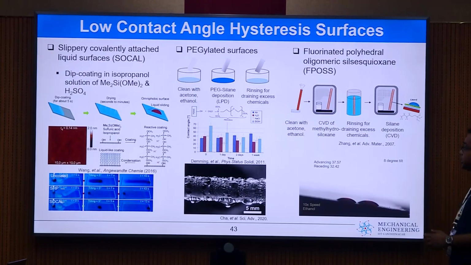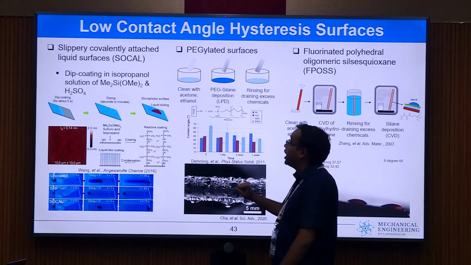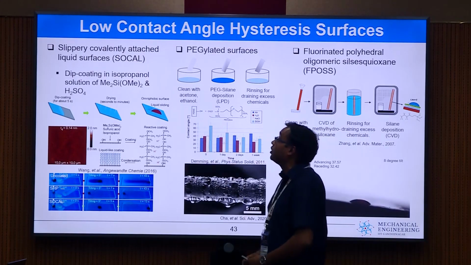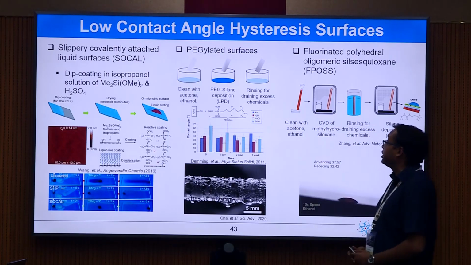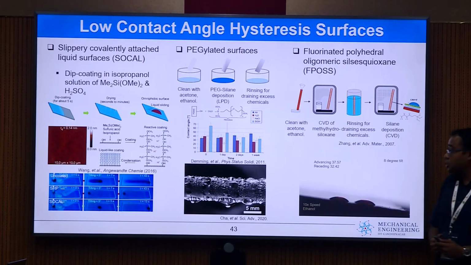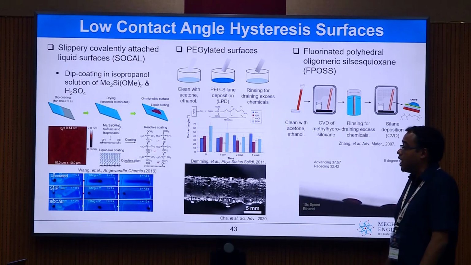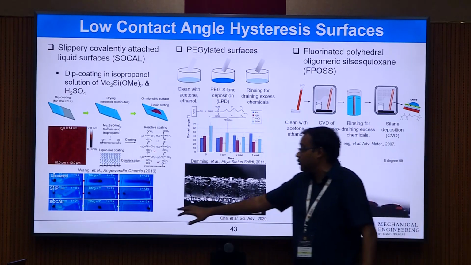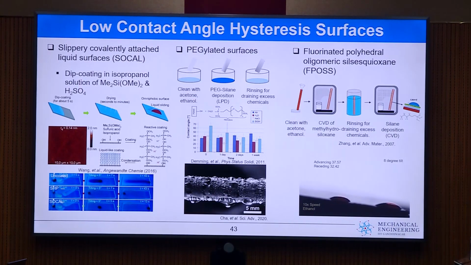Some of these methods are works out there in the literature where they do different kinds of surfaces, something called slippery covalently attached liquid surfaces, SOCAL. There can also be PEGylated surfaces. These are all grafting polymers onto the surfaces in such a way that while you have a lower contact angle, you also have lower contact angle hysteresis, as you can see over here for a blood stain, and these have the potential to promote dropwise condensation.